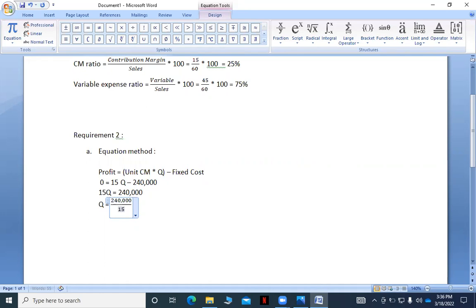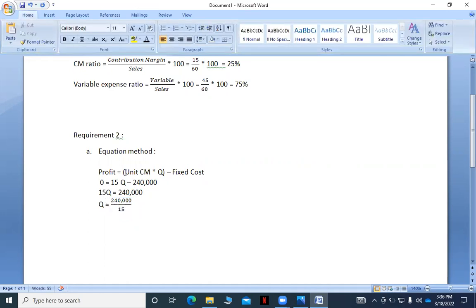According to the formula method, we write it like this: fixed cost divided by contribution margin. So according to the equation method, you actually get the same thing. 2,40,000 is the fixed cost divided by the contribution margin per unit. Ultimately, the equation is the same, but you are writing it in an equation format.